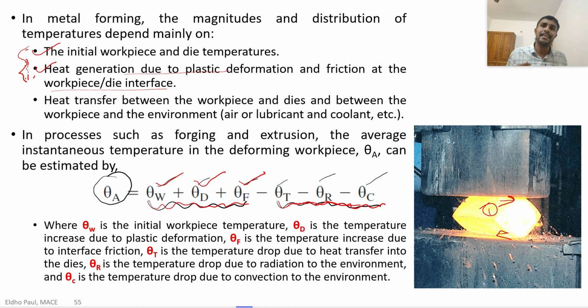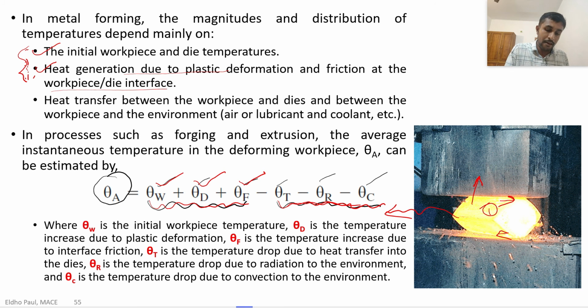How is this generated heat dissipated? QT is the temperature drop due to heat transfer into the die, from the workpiece to the die. The die is a very cold object, so from the hot workpiece, the heat is transferred to the die. QR is the temperature drop due to radiation. By radiation to the atmosphere, there will be a reduction in temperature. QC is the temperature drop due to convection.